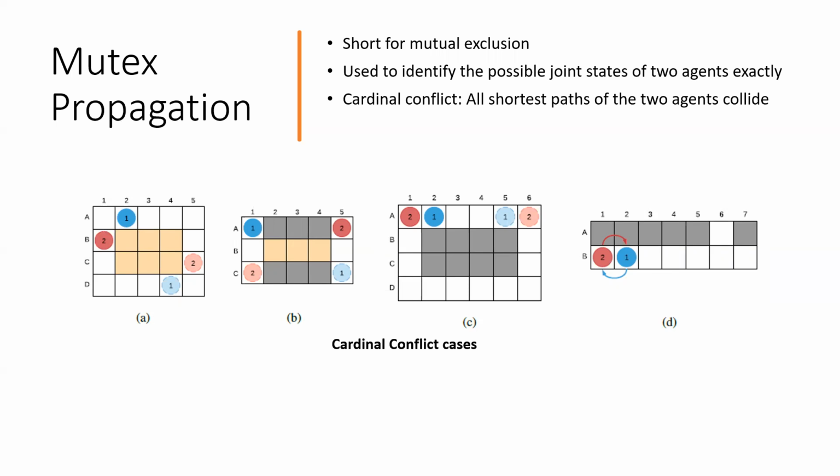So you can see that in the particular examples which we have, cardinal conflicts occur in the highlighted areas in examples A and B, and in example C and D also there are cardinal conflicts occurring. Next slide, please.